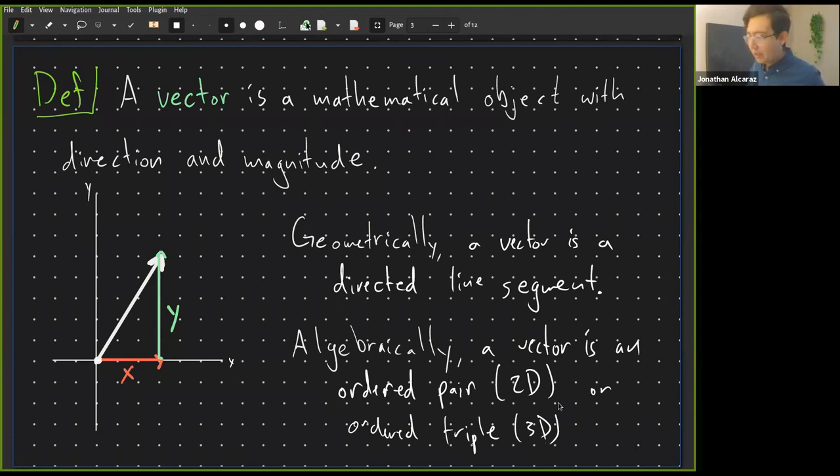Okay. So for example, this white vector here is the vector ⟨x, y⟩, and notice I'm putting these angle brackets here. I'll talk a little bit more about the notation in just a second. But basically, there are these two things happening. There's the geometry, which is the pictures that we draw about vectors.